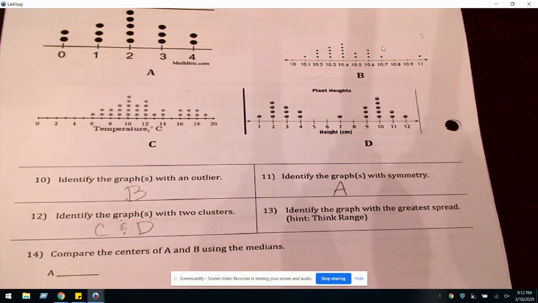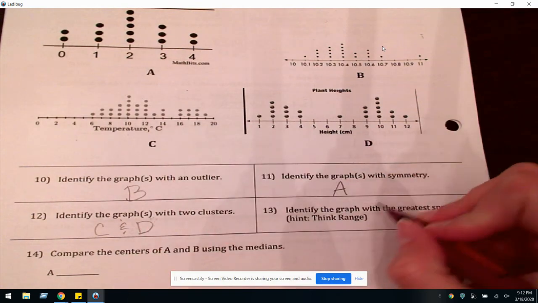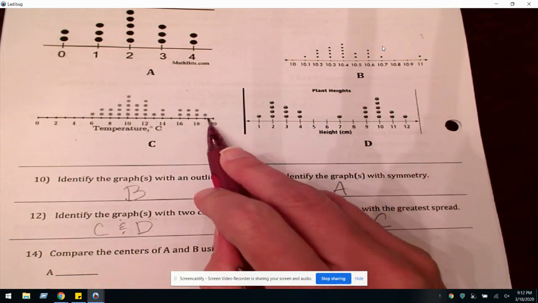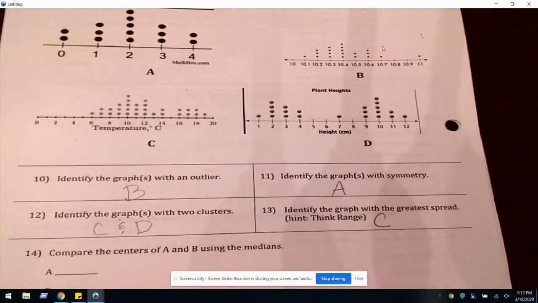13, identify the graph with the greatest spread. Think range. So in this case, the greatest spread is going to be C. So if you look, we're doing 19 minus 6. If I do the range for each of these, the one with the greatest range is C.